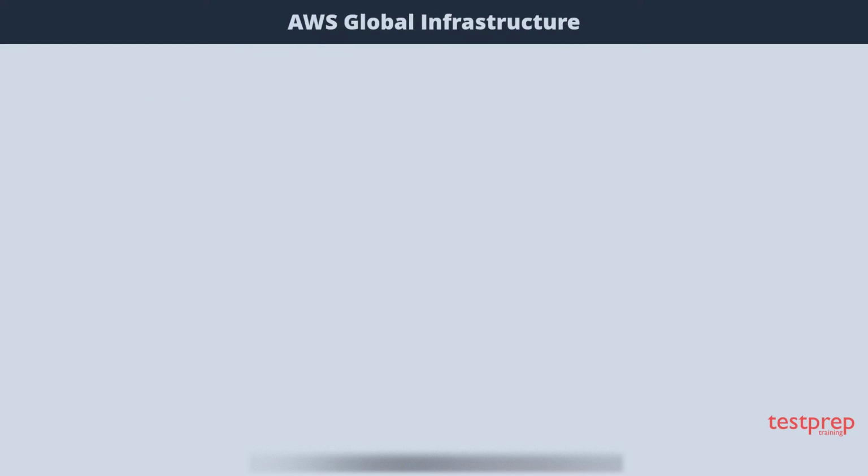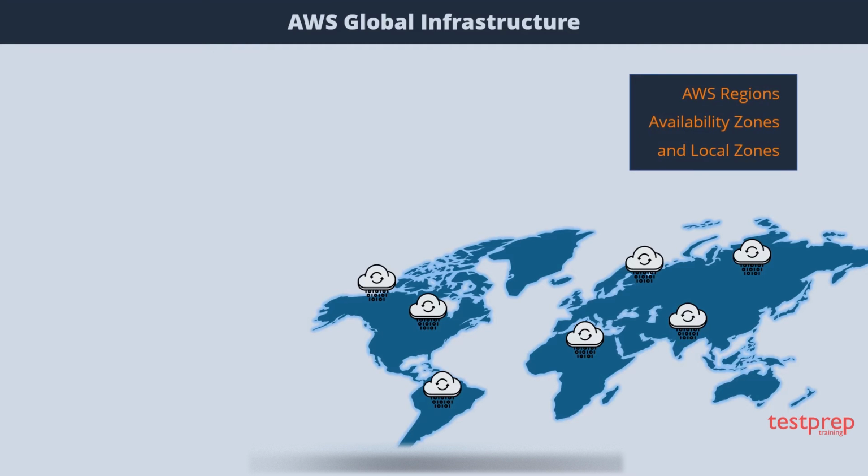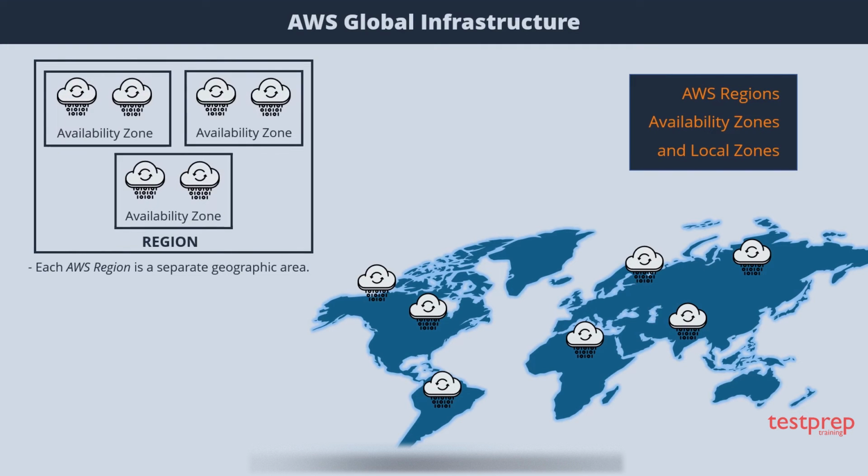Let's now look at the global infrastructure of AWS. AWS Cloud resources are hosted in multiple locations worldwide. These locations are composed of AWS regions, availability zones, and local zones. Each AWS region is a separate geographic area. Each AWS region has multiple, isolated locations, known as availability zones.